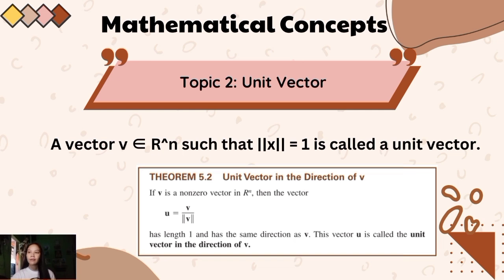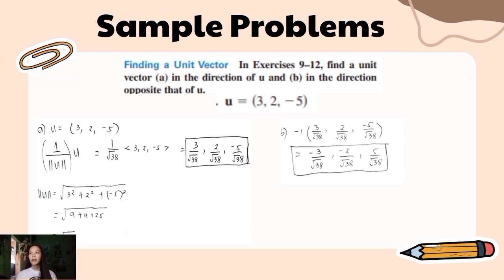So again, let's have an example for a better understanding. Here we are going to find a unit vector in the direction of u and in the direction opposite to that of u. Given u is equal to (3, 2, -5). First, we find the unit vector in the direction of u. The formula we use is 1 over the length of u times u. Before using this formula, we first find the length of u.